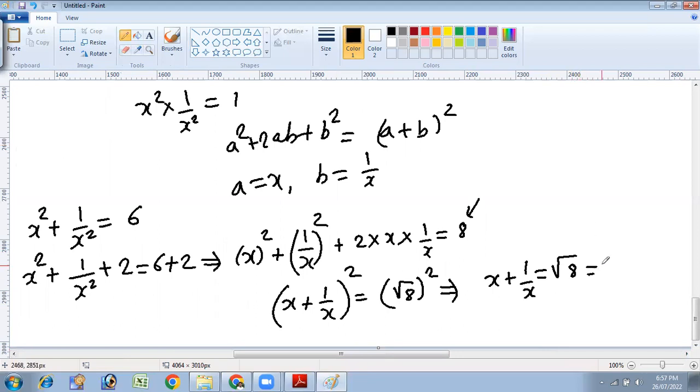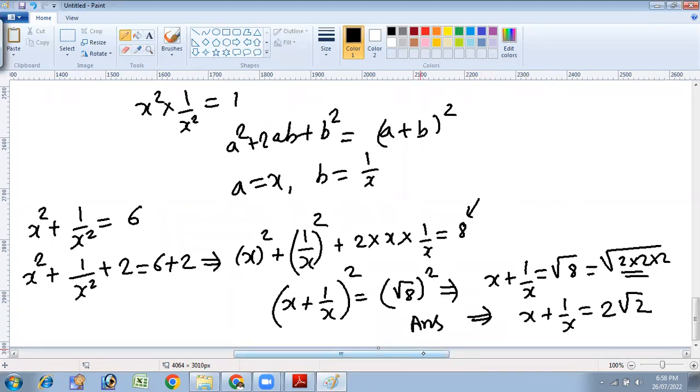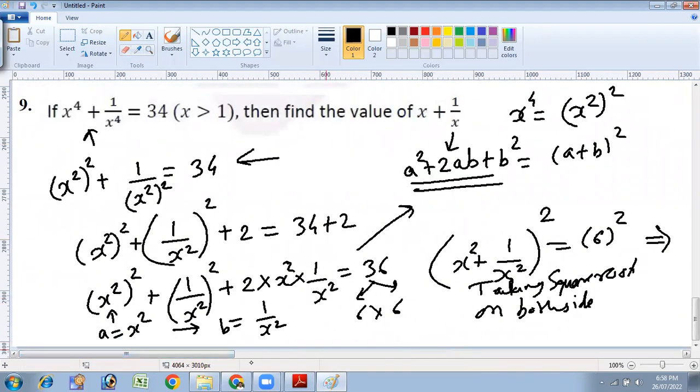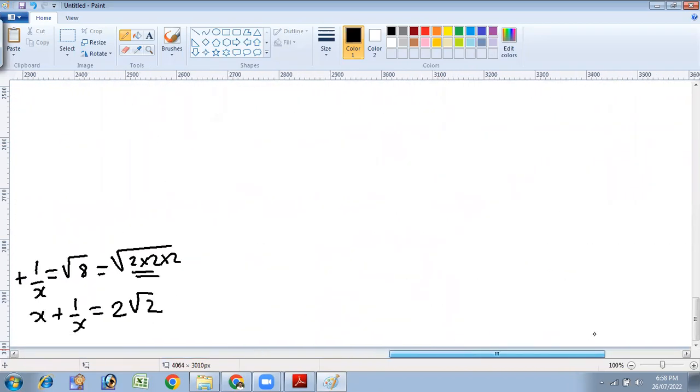Now root 8, how can we bifurcate? 2 multiplied by 2 multiplied by 2. From this we can take this 2 outside the bracket, so we get 2 root 2. x plus 1 upon x is equal to 2 root 2, and that is our answer. Understand how to solve? Find the value of x plus 1 upon x. Understand how to solve this type of questions? Very much simple question.